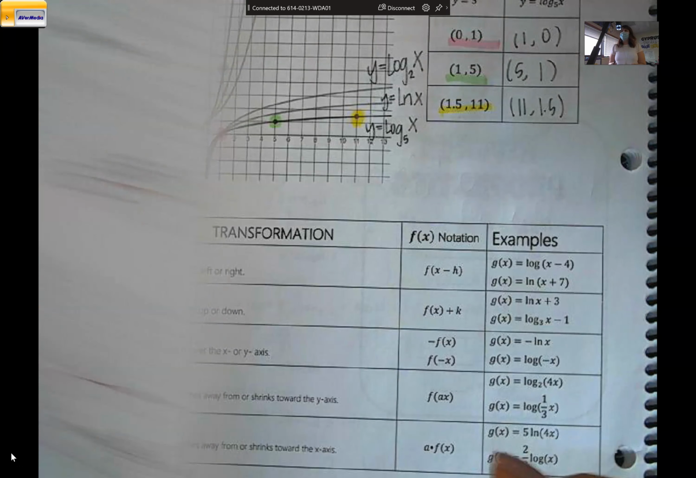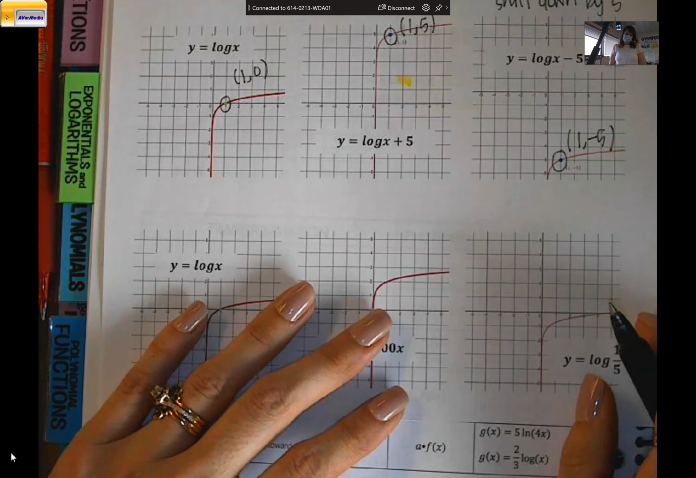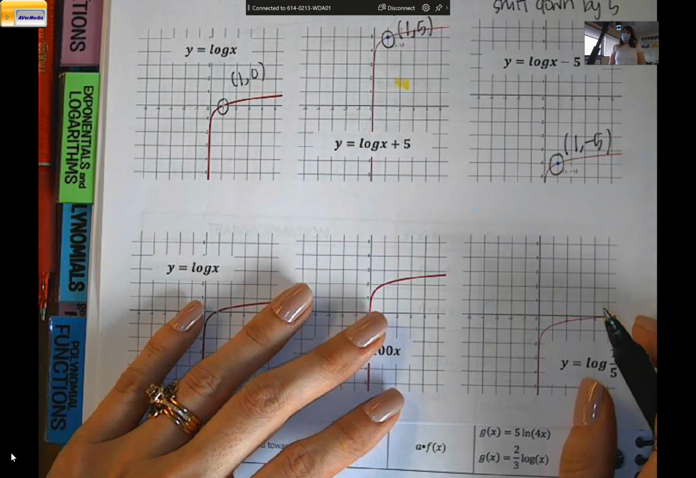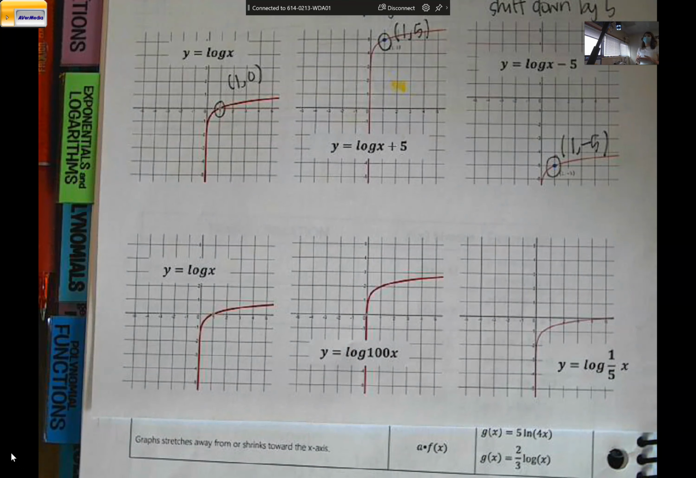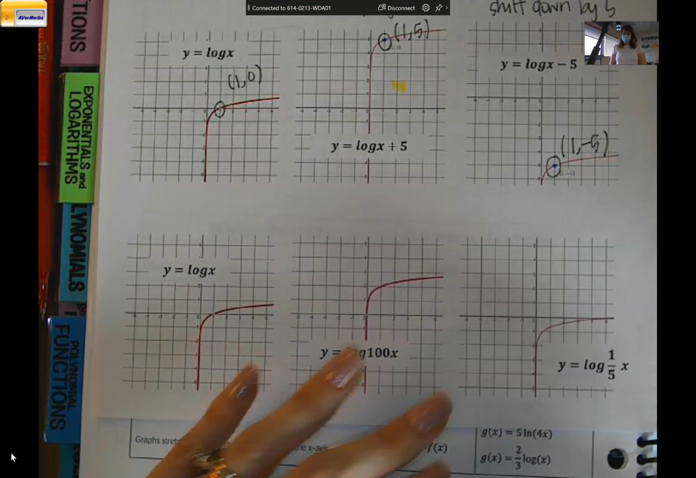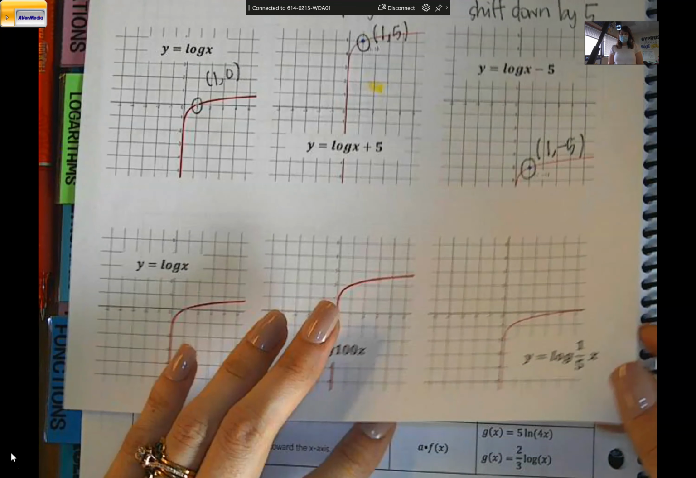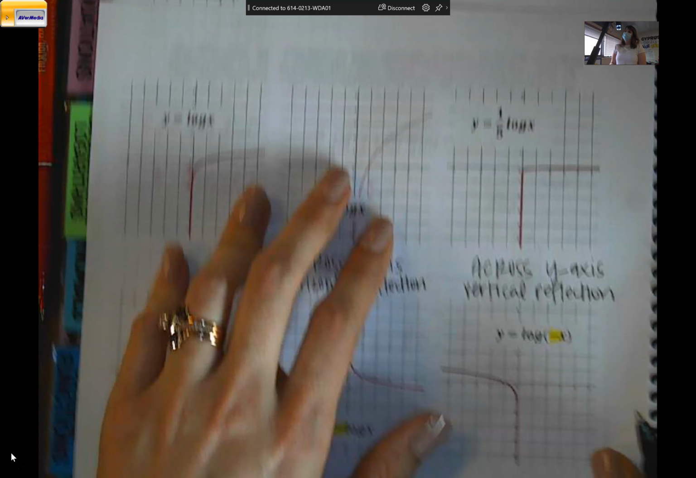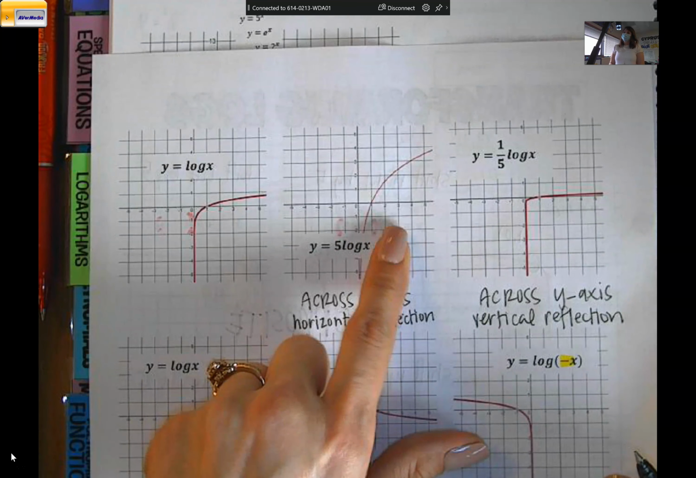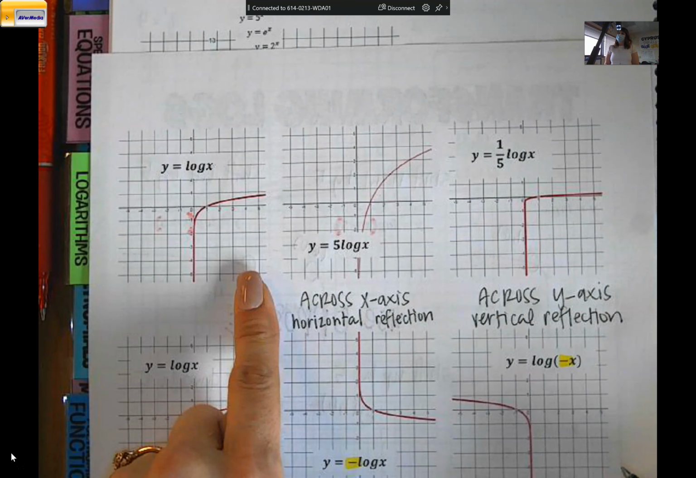Okay, so then the next two are not my favorite, but we're going to do them anyways. So we've talked about left, right, up, down, reflecting. The only thing that's left is stretching or shrinking. And this time we can stretch and shrink in two different ways. So let's look at the one that we are used to. That is above our reflection.